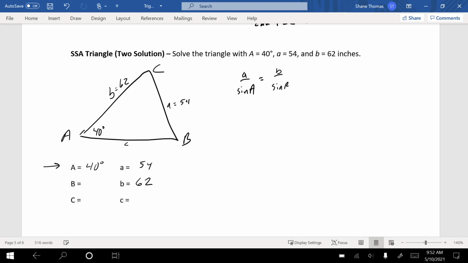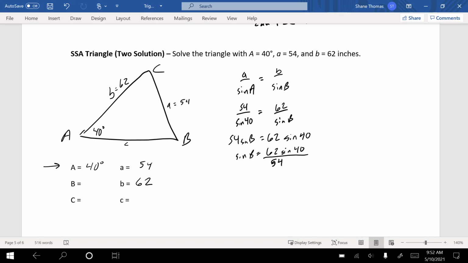Okay, sine of B. All right, so let's plug in what we know and see where it takes us. So we have 54 over sine of 40 equals 62 over the sine of big B. Okay, do a little cross multiplication here. We have 54 sine of big B equals 62 sine of 40. Okay, so then sine of B will be equal to 62 sine of 40 over 54.